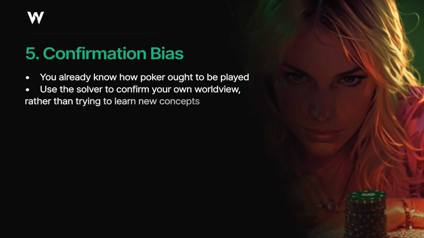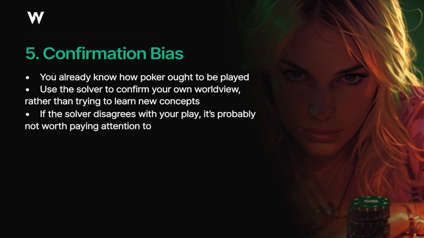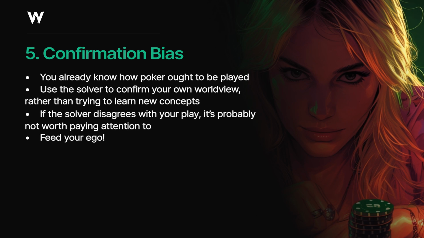Lastly, confirmation bias. Now, I don't have a GTO Wizard example for this because it's more psychological, but let's take a look at the ironic slide. You already know how poker ought to be played, and you use the solver to confirm your own worldview rather than trying to learn new concepts. And if it disagrees with you, it's not worth paying attention to, just feed your ego. This is subconsciously how a lot of people study.